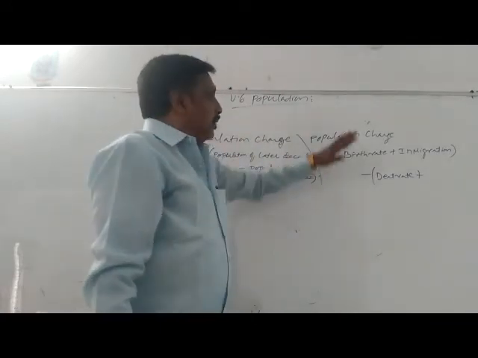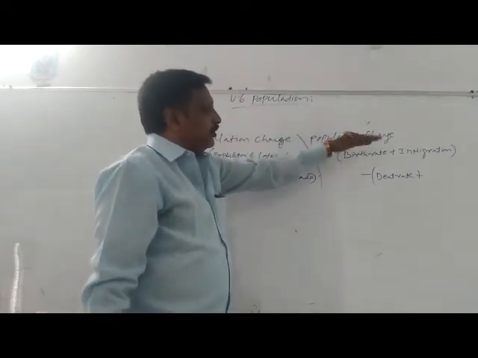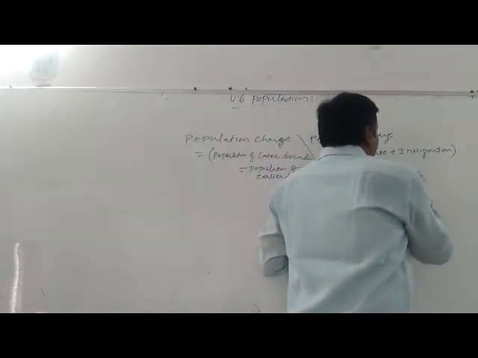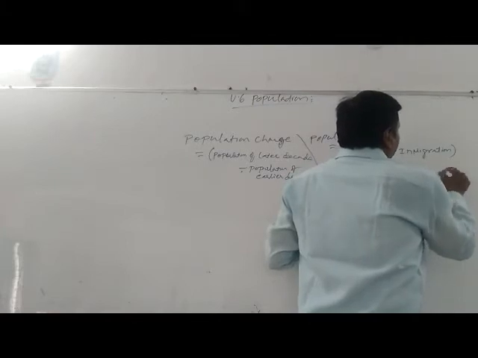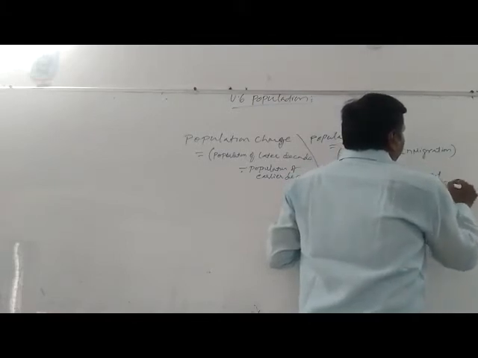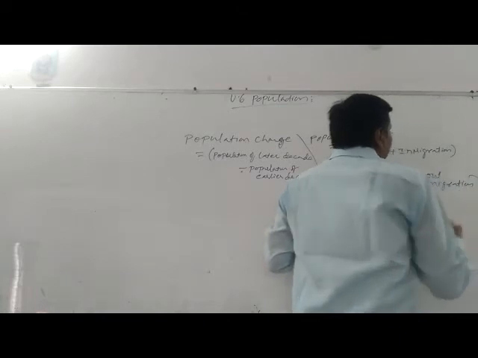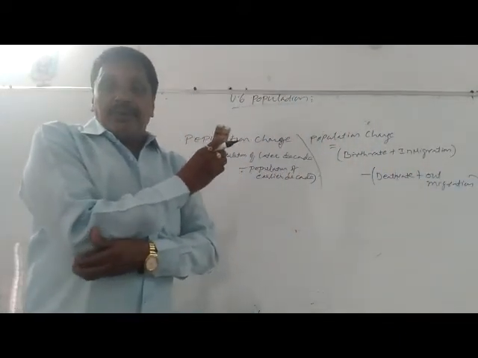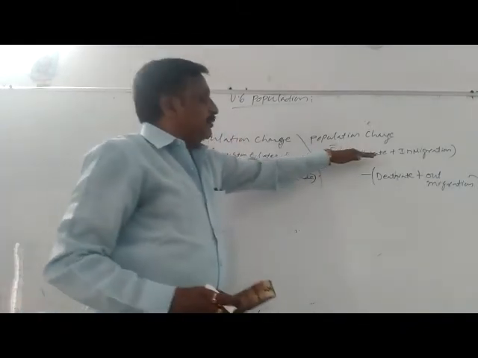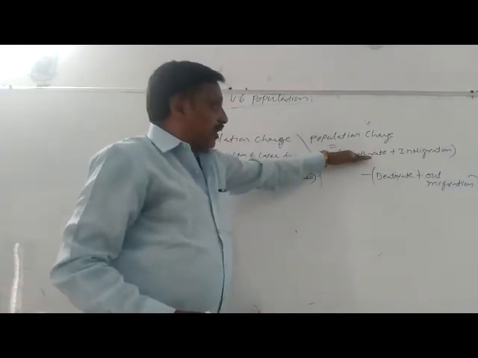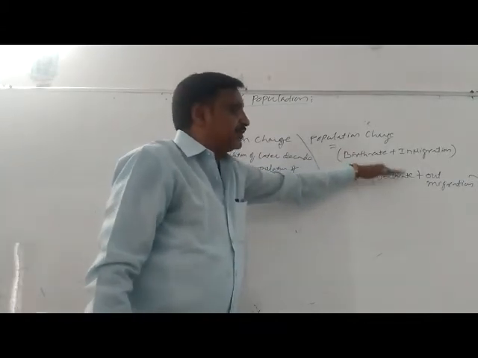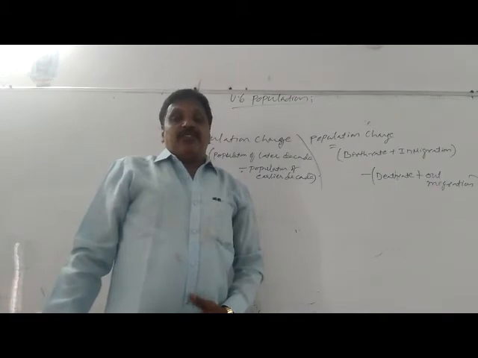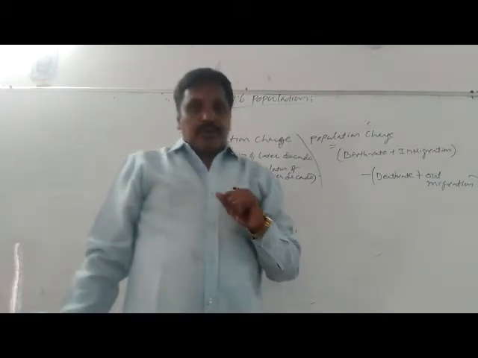So now you see, population change is equal to birth rate plus immigration minus death rate plus out migration. Birth rate plus immigration together, minus death rate plus out migration, gives you the change in the population. Able to understand? Right.